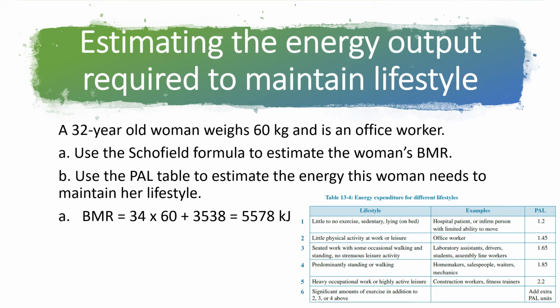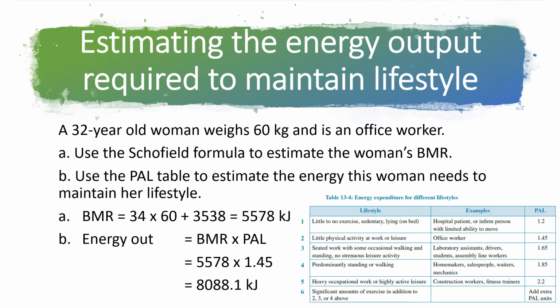Part B, use the PAL table to estimate the energy this woman needs to maintain her lifestyle. So what do we know about her? We know she's an office worker. So we can see that she would be in lifestyle level 2, which has a PAL of 1.45. So the energy out will equal BMR times PAL. We know that her BMR equals 5,578. Multiply that by 1.45 and we get her energy out equals 8,088.1 kilojoules. So that's the estimated energy she will need to maintain her lifestyle.